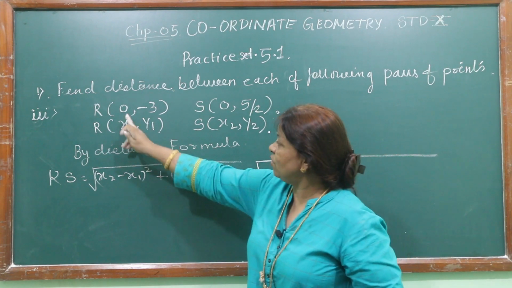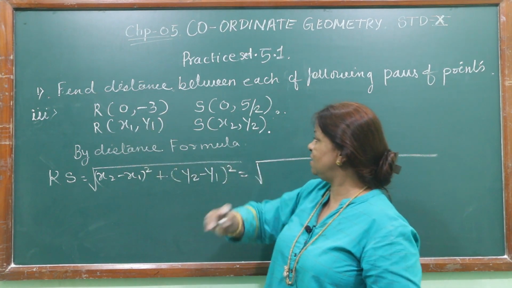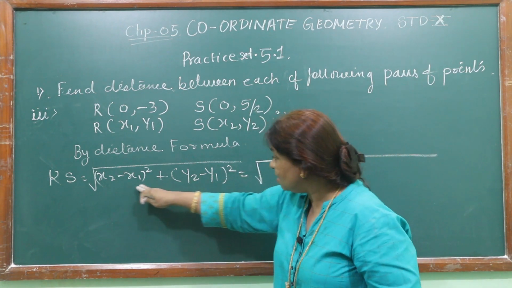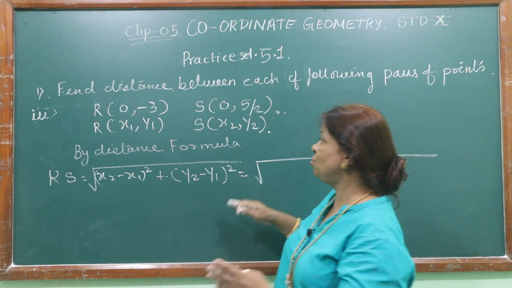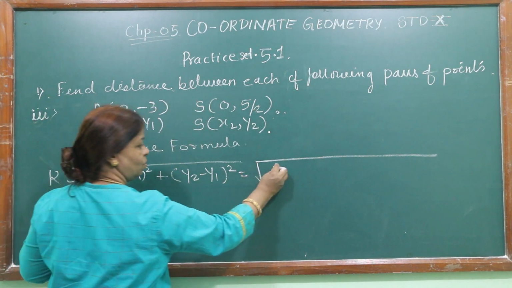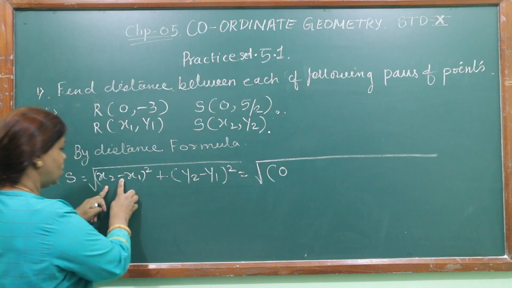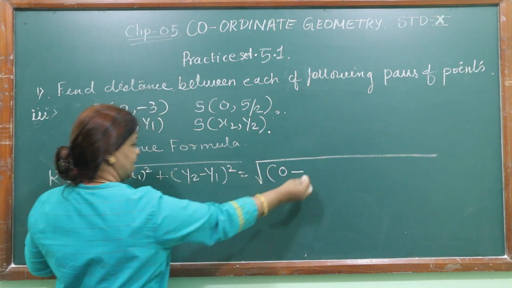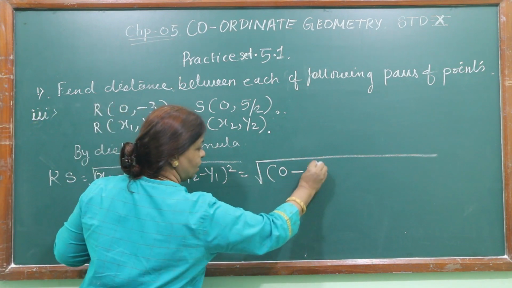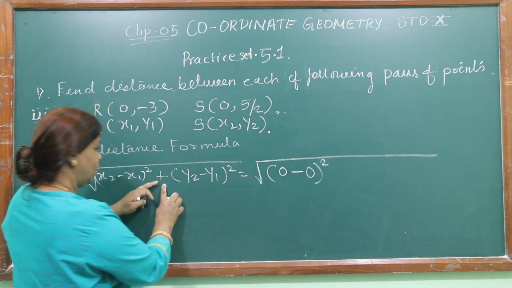See here, x1 means 0, y1 means minus 3, x2 means 0 and y2 means 5 upon 2. We are placing the values over here. x2 is what? 0. First is what? x2. So bracket 0. Then what? Minus. Then x1. x1 is again 0. The whole square.